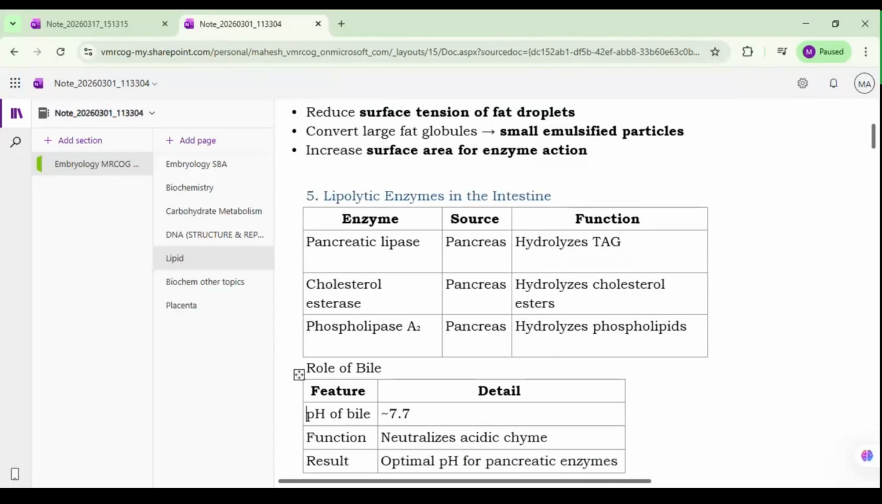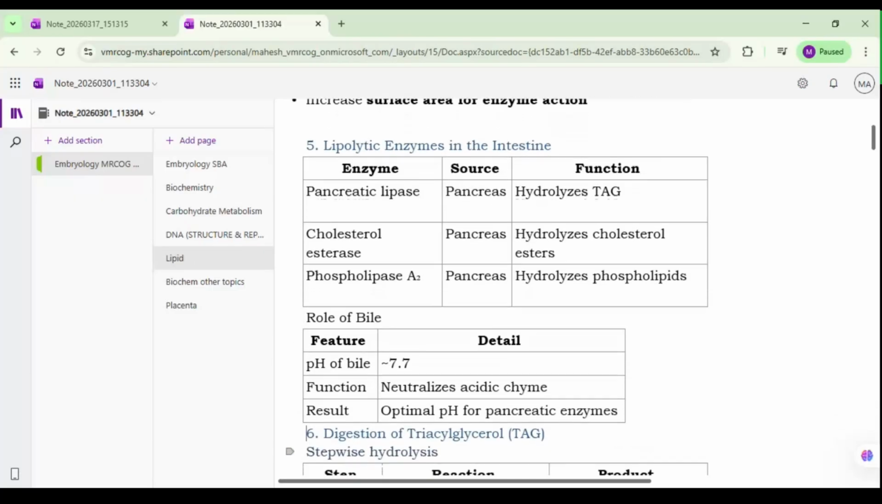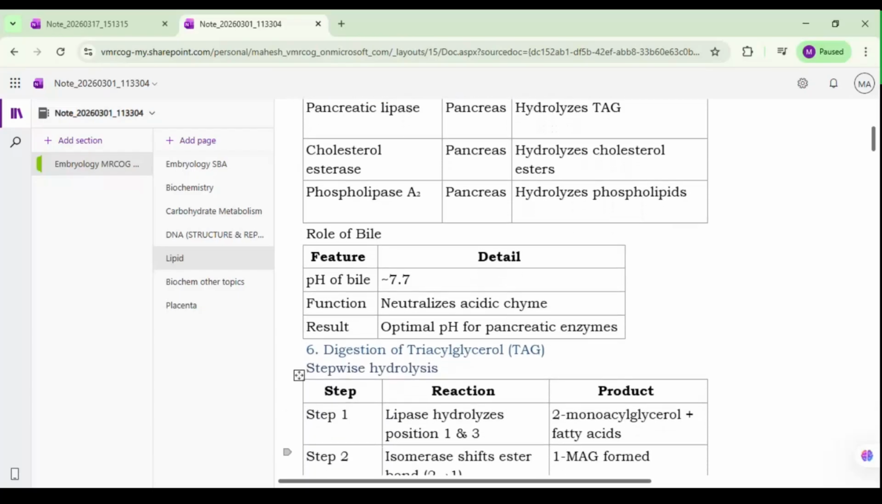Okay, now lipolytic enzymes in the intestine. So in the intestine, there are lipolytic enzymes. These are mainly the pancreatic lipase, then cholesterol esterase, and phospholipase A2. Okay, all three are coming from the pancreas. So pancreatic lipase will hydrolyze triacylglycerol. Cholesterol esterase will hydrolyze cholesterol esters, and phospholipase A2 will hydrolyze phospholipids. Okay. Now, what is the role of the bile? The bile pH will be maintained around 7.7, which is more alkaline, and that neutralizes the acidic chyme, and it results in optimum pH for pancreatic enzyme action.